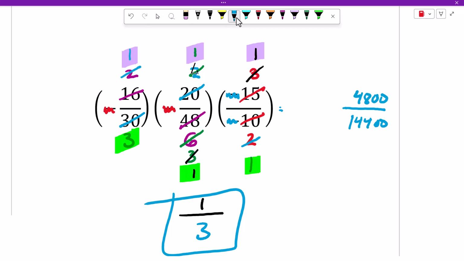All right? Something different. A little bit messier than what you learned in grade 8, but I think it's a whole lot faster. Right? And a lot easier than trying to simplify 4,800 over 14,400. All right? Okay, so I'm going to let that sink in.